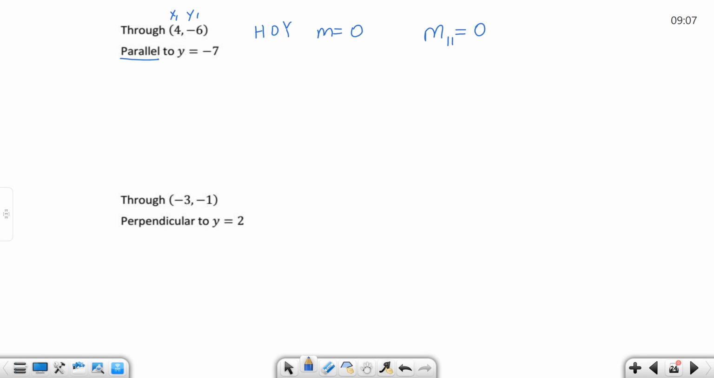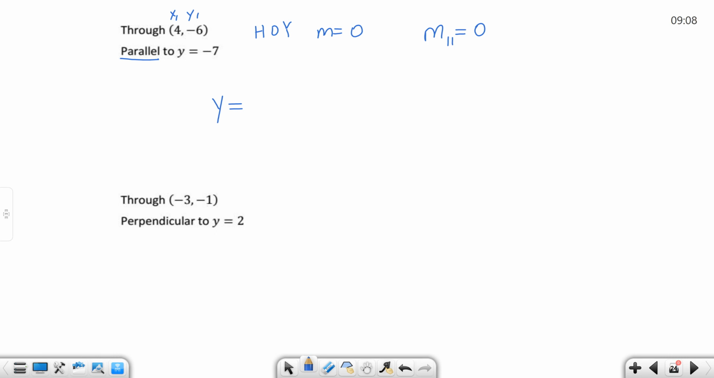If you change the sign and flip it, -0 and put 1 over it, what's 1 over -0? That's -1 over 0, which is undefined. That's right. So 0 and undefined are perpendicular to each other. Here, parallel, both 0. So if it's also 0, then I already know Hoy fits. It's going to be y equals some number, right?